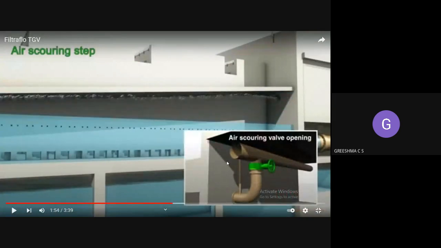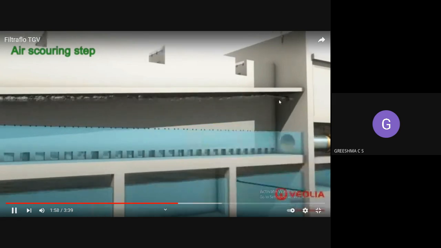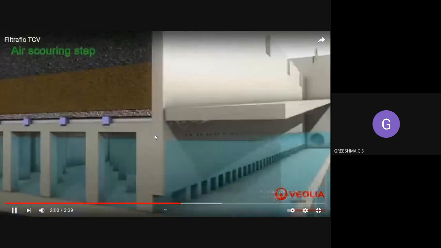So see, at the bottom portion they will be providing an air scouring wall. That means to allow compressed air to pass through. Okay, so this is what I can see from this figure. See, a compressed air is flowing through this. That means compressed air is flowing into the filter media. Okay, so the compressed air will be flowing into the filter media.